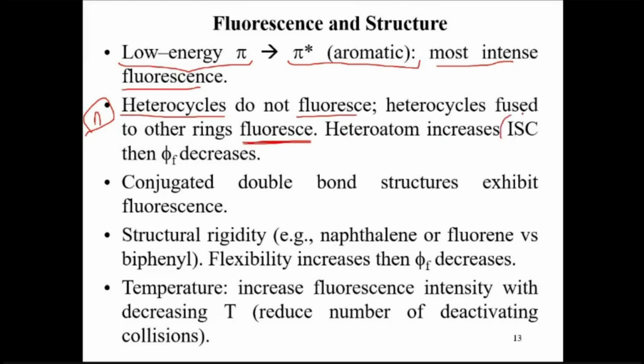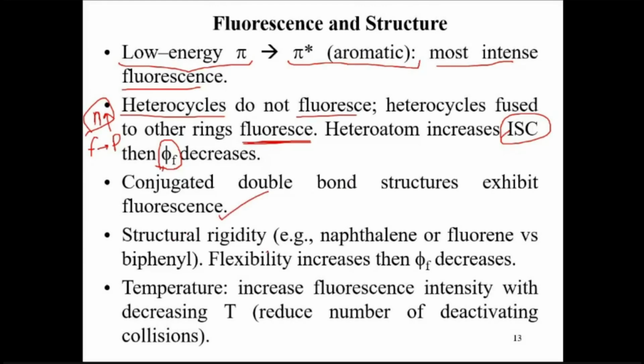Heteroatom increases intersystem crossing, therefore the quantum yield of fluorescence decreases. So whenever there is a heteroatom present in the ring, instead of getting fluorescence, you will get phosphorescence, because n electrons will provide the stability that is required to cross from the excited singlet to the triplet state. Conjugated double bond structures exhibit fluorescence.